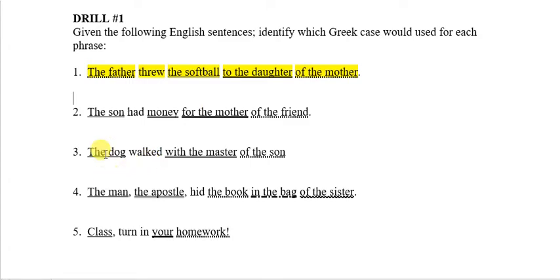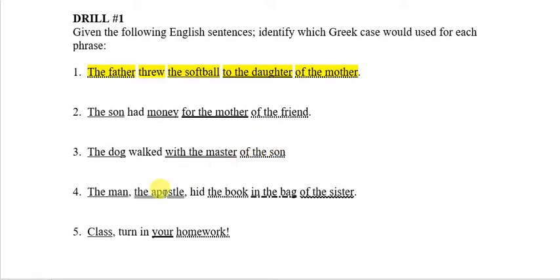Dog is in the nominative case because it's the subject of the sentence. The dog walked. This is what you call a verb that doesn't take an object. Well, technically it could. The dog walked the master, I guess you could use that. But here it's with the master. So this would be in which case? The dative. And of the son would be here in the genitive case.